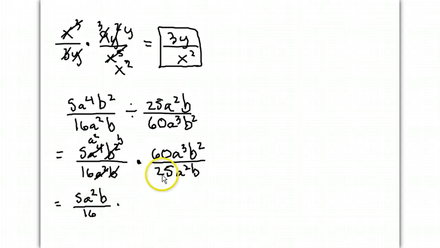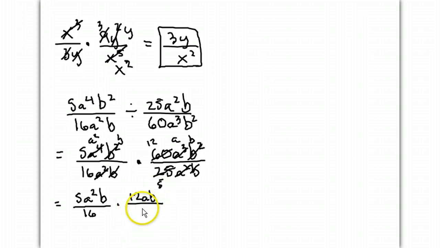Look at this one. 5 can go into 25 5 times. 5 can go into 60 12 times. So that takes care of the numbers. a squared will go into a to the third, leaving you with 1a. b will go into b squared, leaving you with 1b. So what you have is 12ab divided by 5. Now that you look at it like this, you can simplify more.